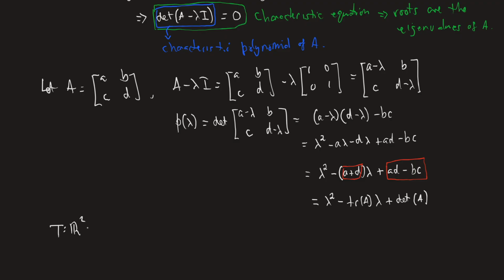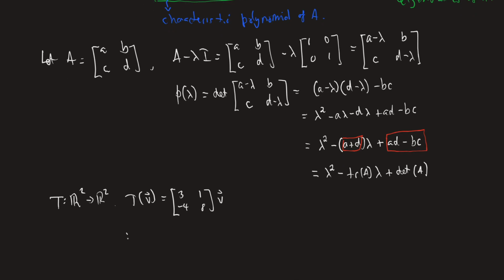So let me just remind you of what that was. So here's our transformation, and let me just write down the matrix. Again, nothing really special about this one, but it's 3, 1, negative 4, 8 times v. All right, so let's write down the characteristic polynomial for this. So our p of lambda, using our formula, it's going to be lambda squared minus the trace of this matrix, which is 3 plus 8, just adding the elements on the main diagonal. And then plus the determinant, and the determinant is 3 times 8 minus 1 times negative 4. So if we simplify, we end up having lambda squared minus 11 lambda plus 28, right? So there it is.